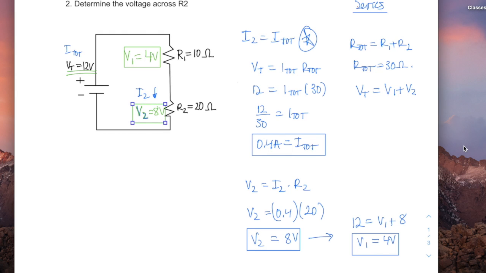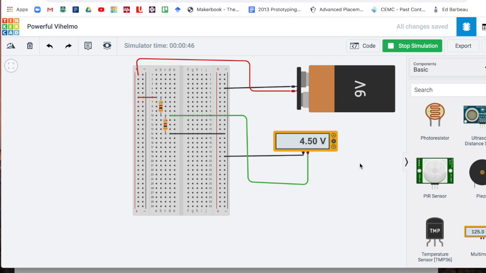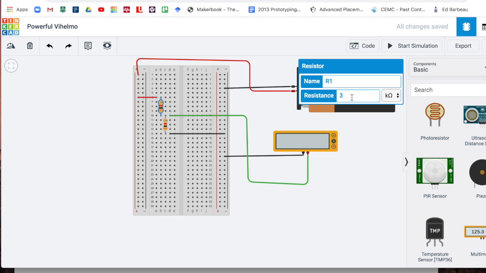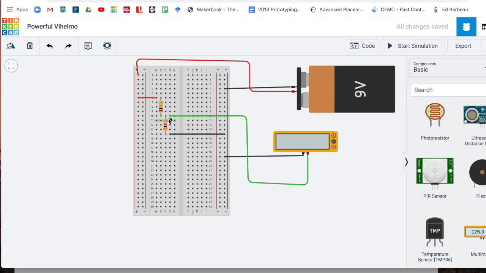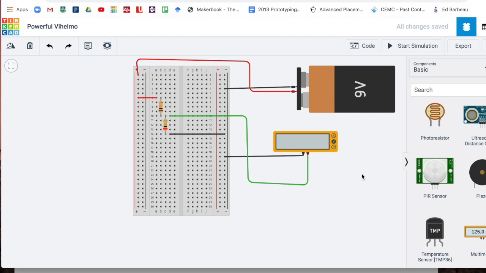So let's go back to Tinkercad really quickly and see. Unfortunately, this is a 9-volt battery, but we should still get the same sort of proportion. I'm going to stop my simulation and change my R1 value from 3 to 10, and my R2 value from 3 to 20. Again, we're working with 9 volts instead of 12 in Tinkercad, but I just want to show you something really interesting, or maybe we can take a guess.